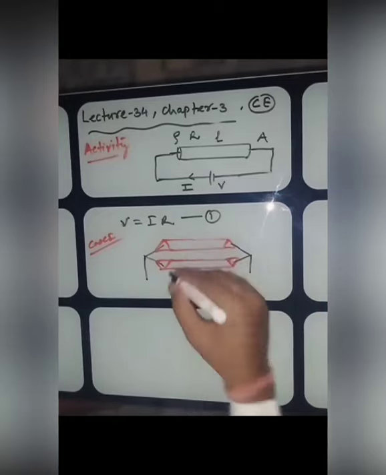It means R dash will be equal to 2R. So due to the change in cross-sectional area, we are not changing the length here. If you halve the cross-sectional area, then the resistance will be double. So you can conclude that resistance is inversely proportional to the cross-sectional area. Am I right? Yes. Here the cross-sectional area is half, and the resistance becomes double.